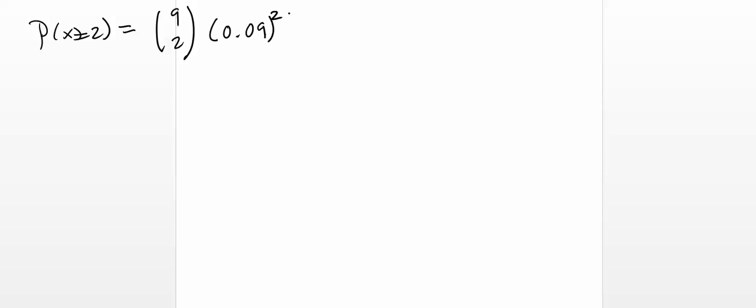With that, we'll use the binomial distribution in order to calculate the probability that exactly 2 are shot. That's going to be equal to 9 upon 2 multiplied by 0.09 raised to the 2, because there are going to be 2 bullseyes, times 0.91, which is 1 minus 0.09, raised to the 7. Because 7 of the shots are not bullseyes and 2 of the shots are bullseyes.